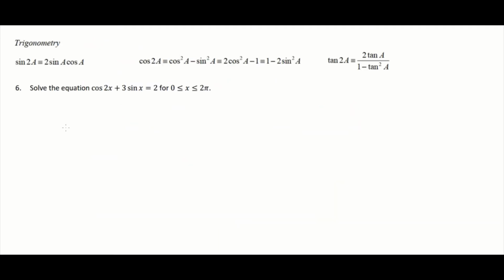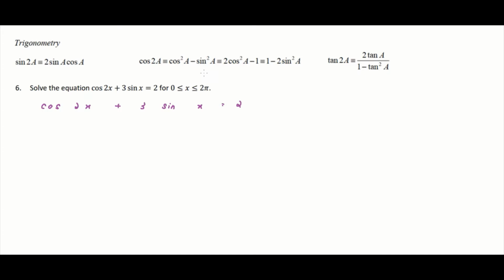Okay, number 6, solve the following equation. So the same thing, you just use your formula to substitute the term that you can't solve. The idea is you have cos 2x and sin x, which is impossible for you to solve, so you must change your cos 2x to another term. So cos 2x plus 3 sine x equals 2.